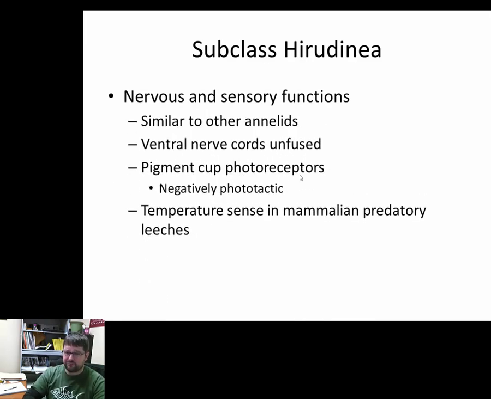Nervous system, sensory system. It's pretty much similar to the other annelids: suprapharyngeal ganglion, double nerve cord, segmental subganglion. Now, the ventral nerve cord in Hirudinea is fused. So it's a little bit different, but it's kind of the same premise. They have two nerve cords; they're just fused together. Again, like oligochaetes, no real eyes.